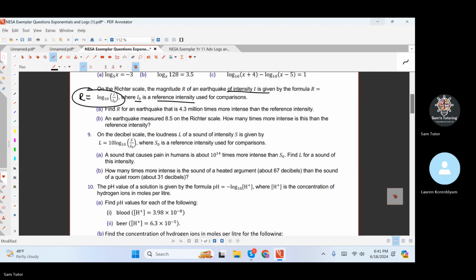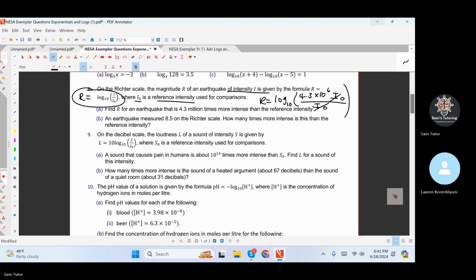Yeah. So it looks like this. R equals log sub base 10, 4.3 million times 10 to the 6 I naught over I naught. And then what will happen with your I naughts? They'll just cancel out, and then you just sub in 4.3 million. Make sense? That's how you read these. I over I naught is a reference intensity, that's it.